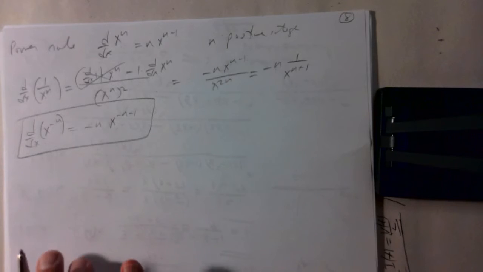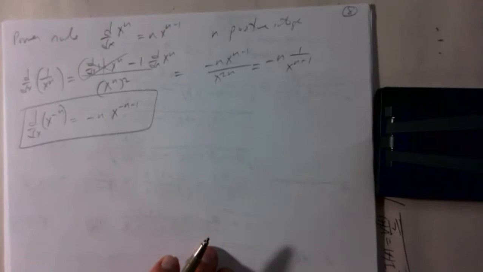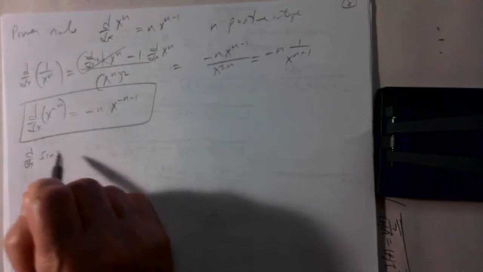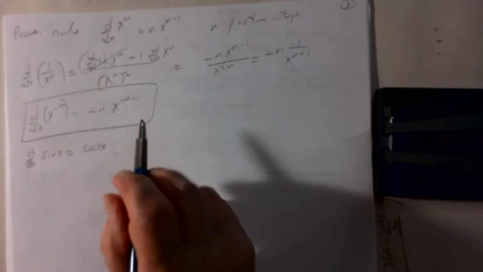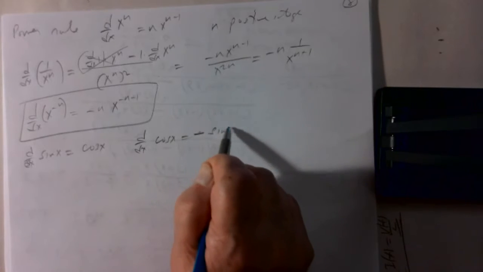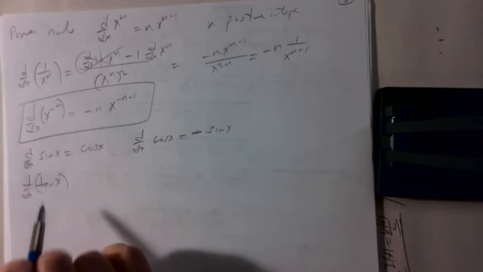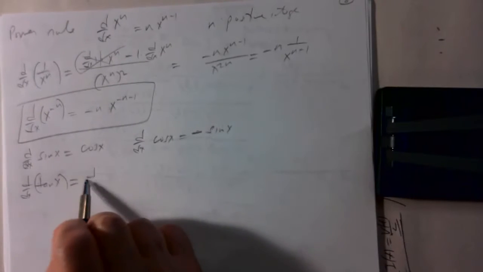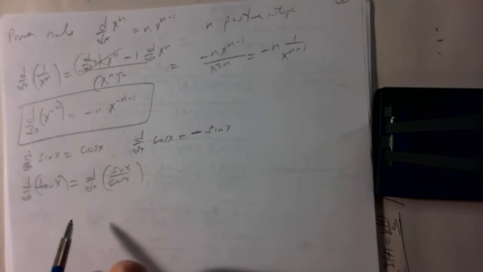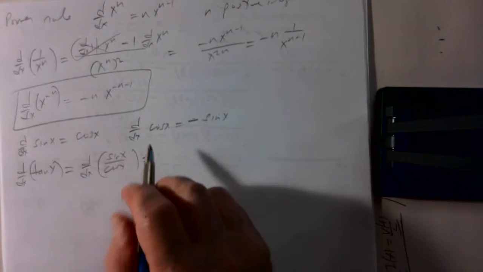We can also now get the derivatives of the other 4 remaining trig functions. Remember, we proved the derivative of the sine of x is the cosine of x, and the derivative of the cosine of x is minus the sine of x. But what about the derivative of the tangent of x? Well, we recall tangent is sine over cosine. So we can use the quotient rule.